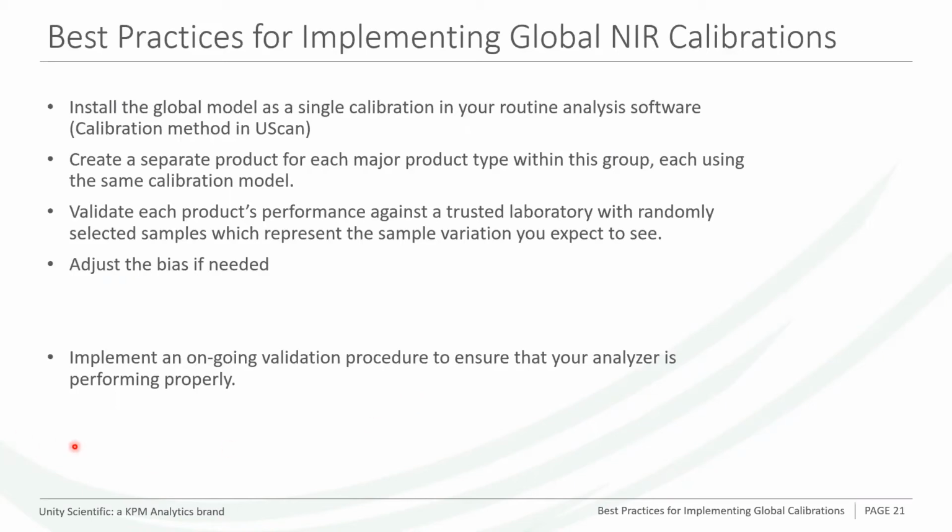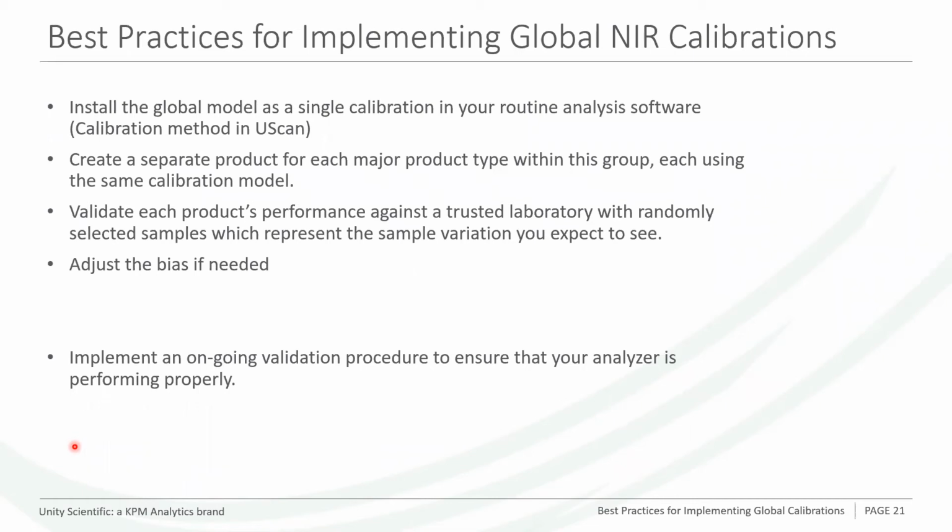The first thing we would say is install the global model as a single calibration in your routine analysis software. So in our product, UScan, that would be the calibration method, so that that model is present only once in your software. Then create a separate product for each major product type within this group, each pointing towards that same calibration model.